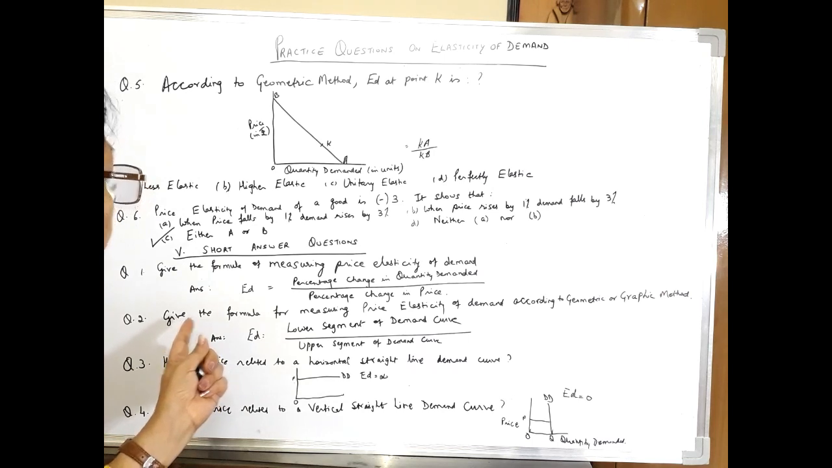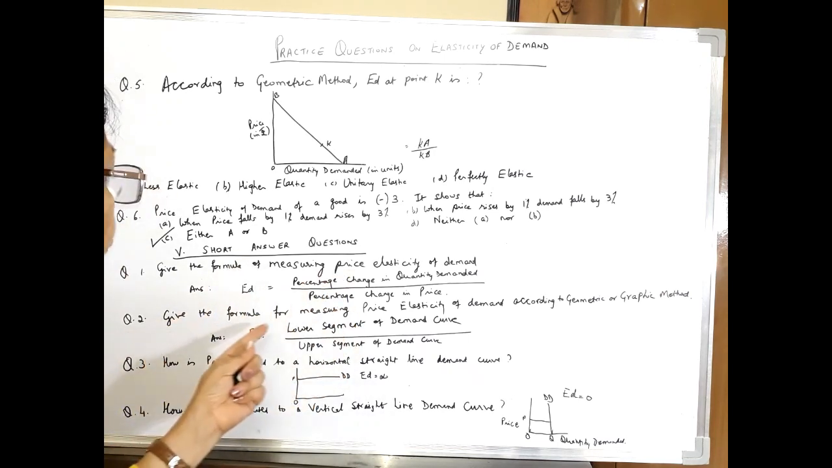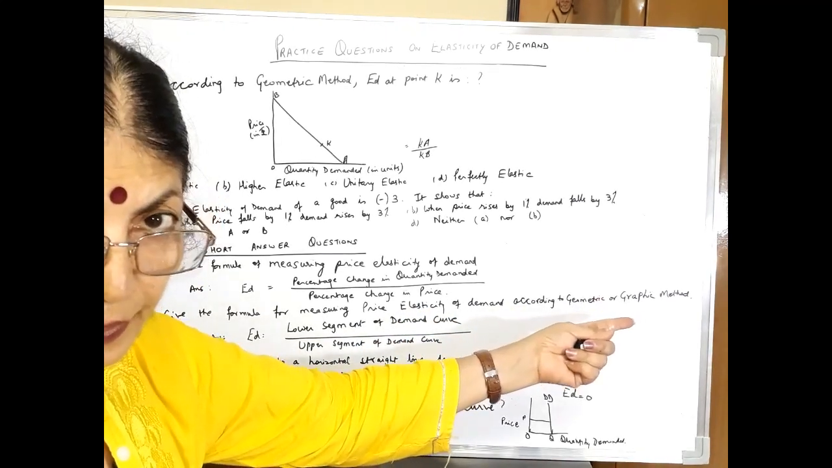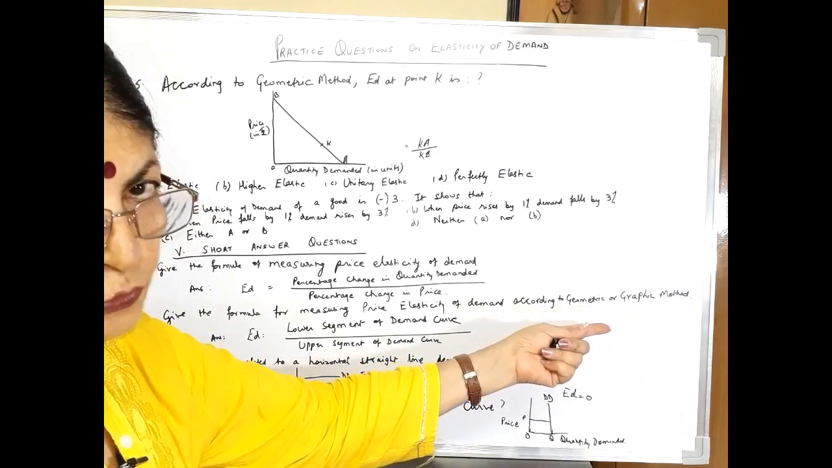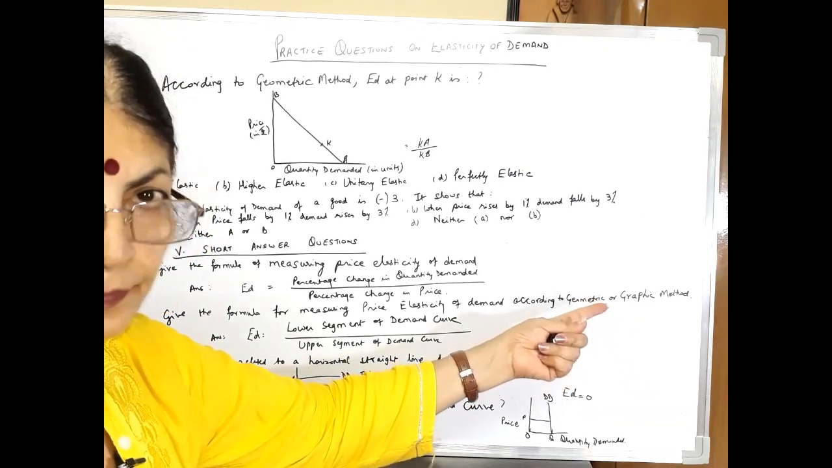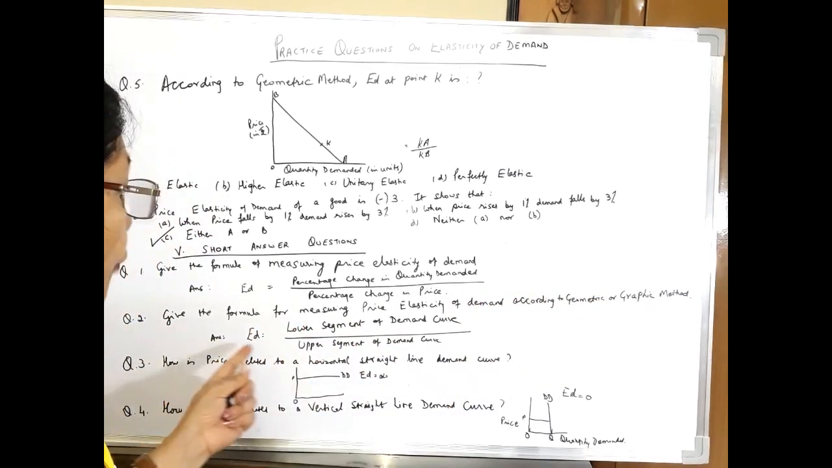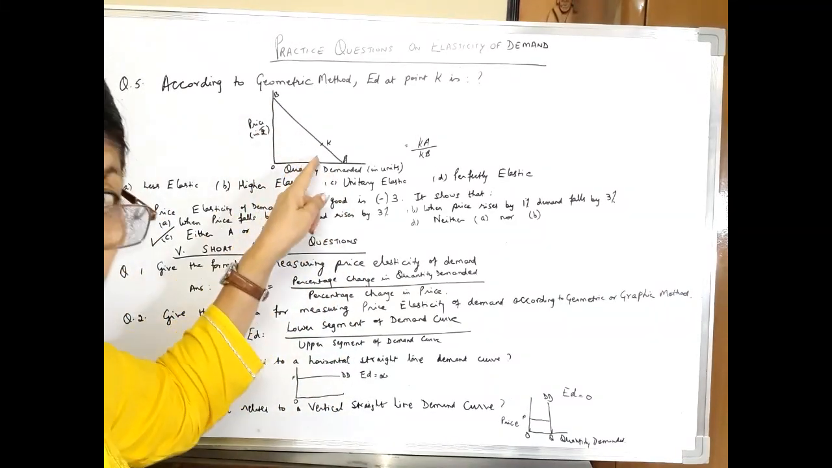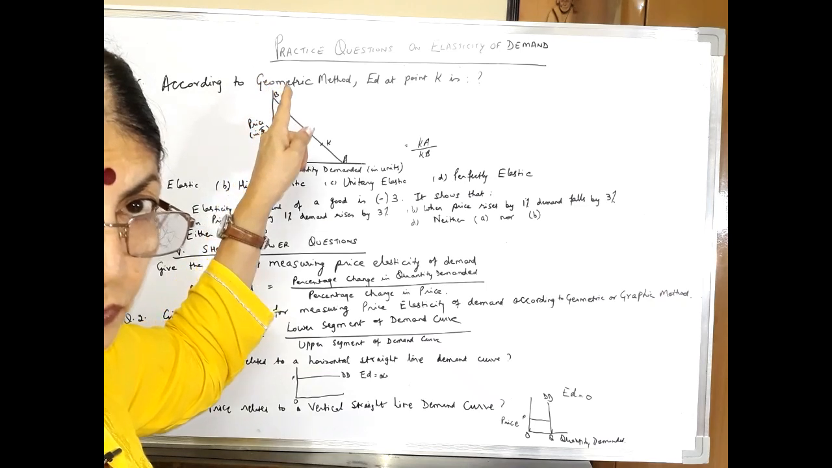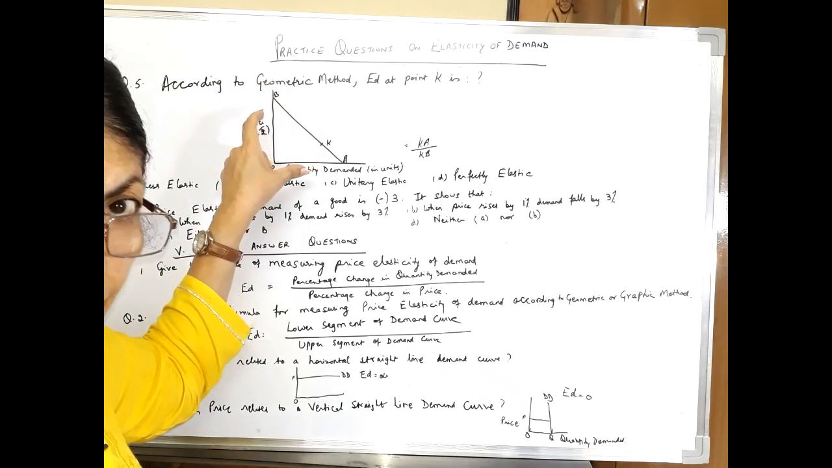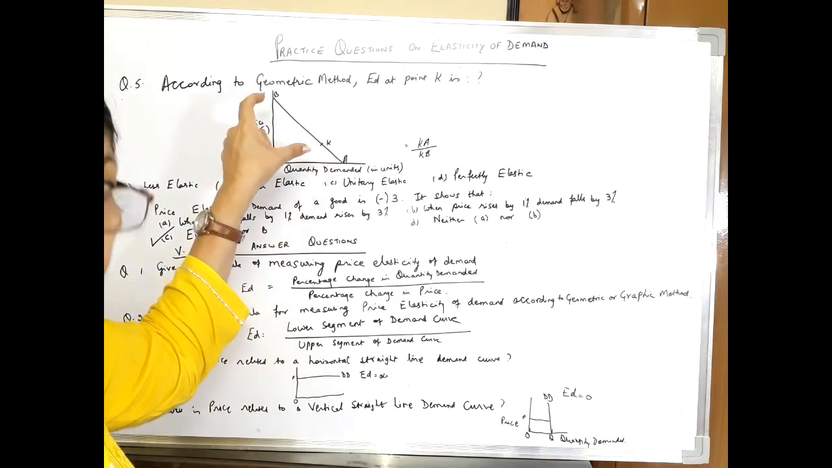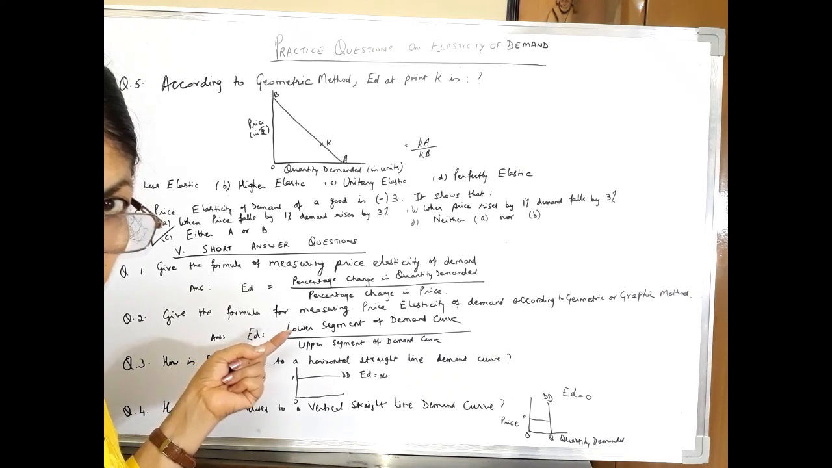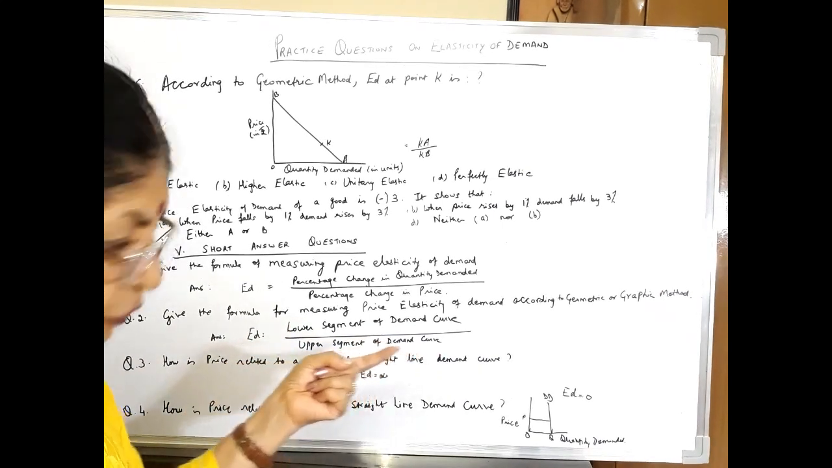Next question for very short answer is, give the formula for measuring price elasticity of demand according to geometric or graphic method. Children, please remember that geometric method is also called graphic method because it is made with the help of a diagram. The formula here, or the answer, is lower segment of the demand curve upon upper segment of the demand curve. Since we have already done questions on geometric method and this one is also here right in front of you. So lower segment of demand curve divided by upper segment of demand curve. I have written it for your benefit also. This is the answer.